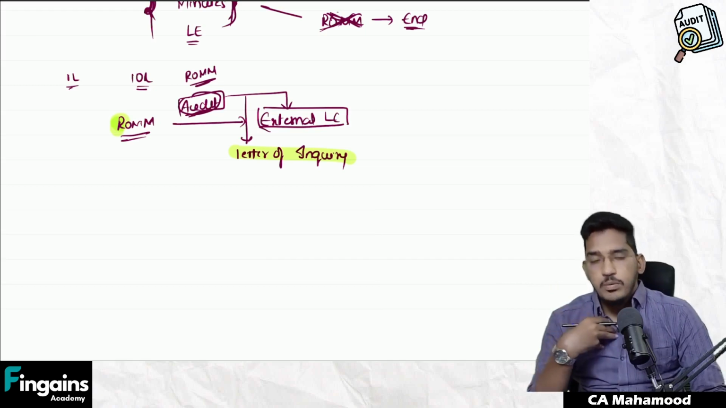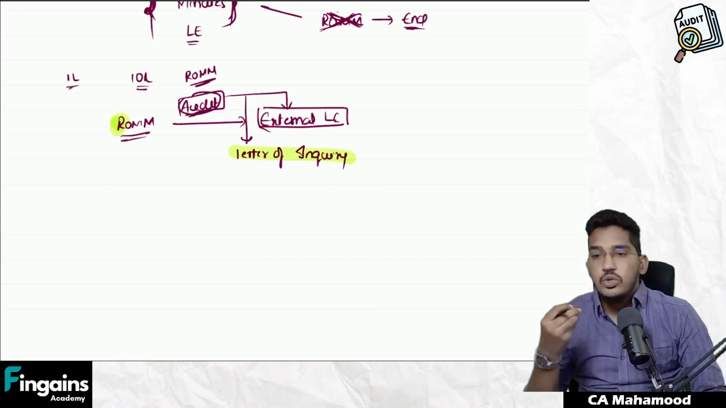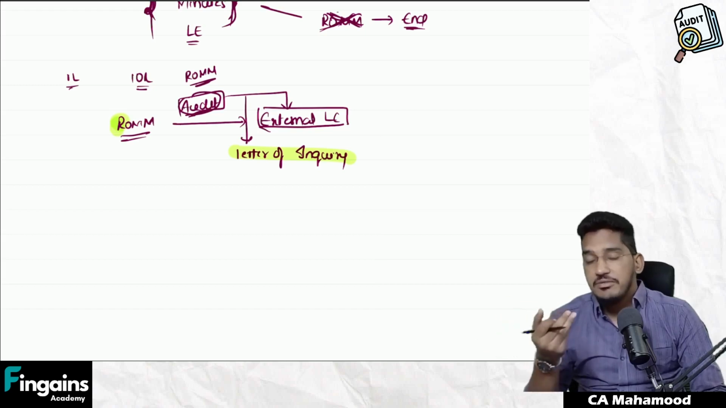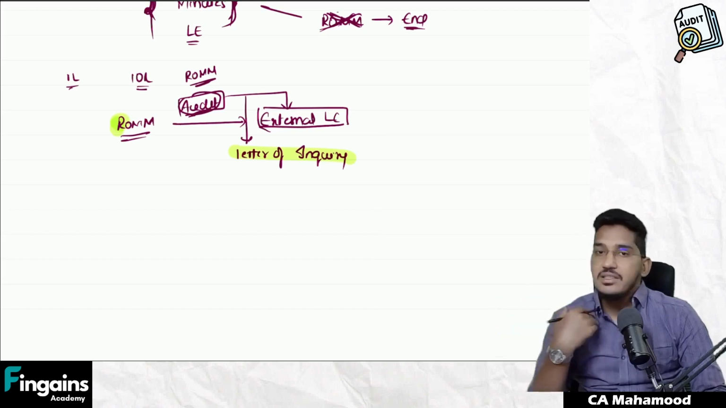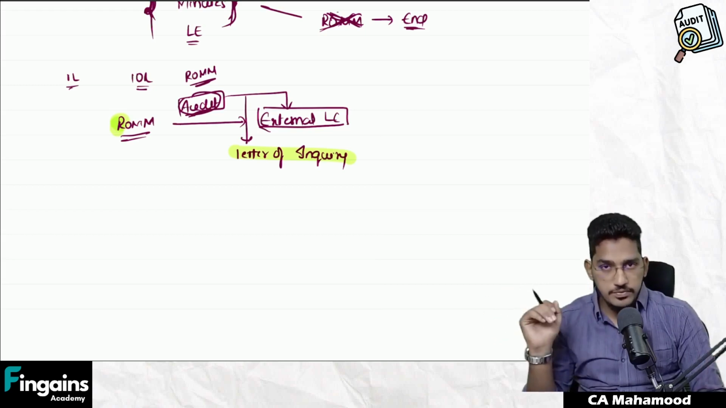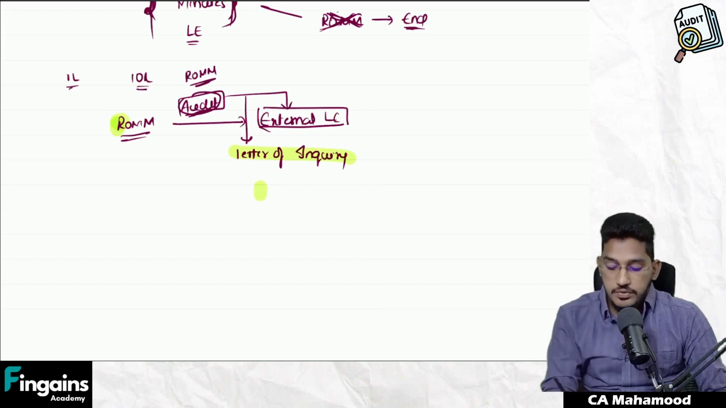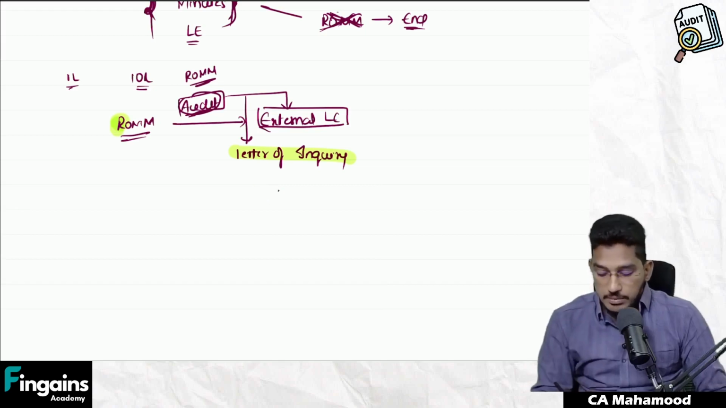Agreed. But the problem here is, I don't know how to communicate, whom to communicate, in which manner if I send the letter of inquiry, I will get the response. As an auditor, I will not know all this information. But who will know all this information? The management of the company will know all this information.